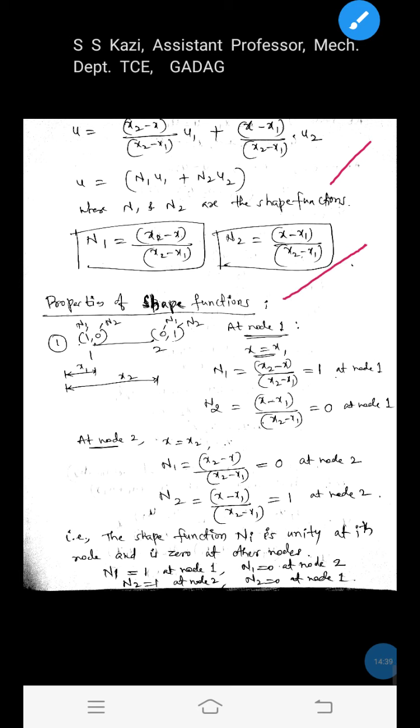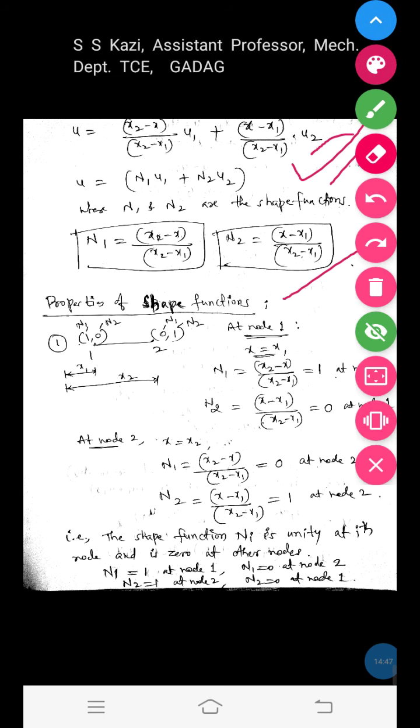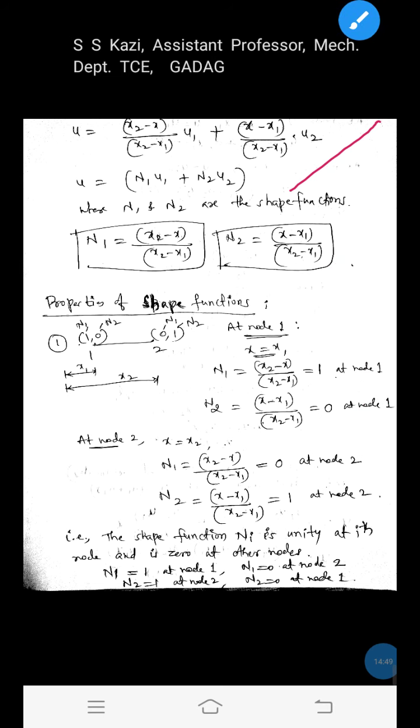Now we will move on to discuss what are the properties of the shape functions. What are the properties of the shape functions? From this derivation, by taking it as a reference, we will define the properties of the shape functions. Okay, there are three properties of the shape functions we have generally. Now I will consider the same 1D linear element.